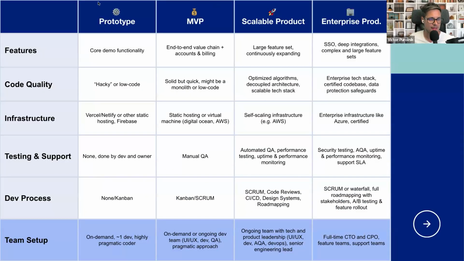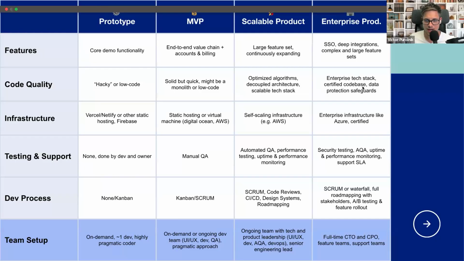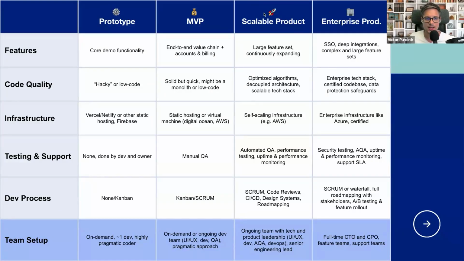If you look at that, I won't go into all of this. This is our matrix here. If I'm building an MVP, for example, what is my target code quality? What is my infrastructure requirement? How do I test? What is my dev process, right? And so in a team setup, you want to be really lean, right? You want to have a small team. You want to have maybe one UI UX person, one developer, really do a more pragmatic approach versus on the scalable product, you need automated quality assurance because that's the entire point. If you throw scale at it, you need to make sure that the product works at scale.